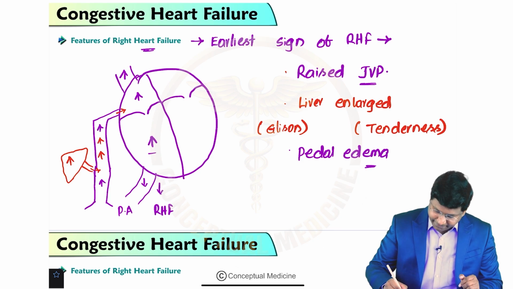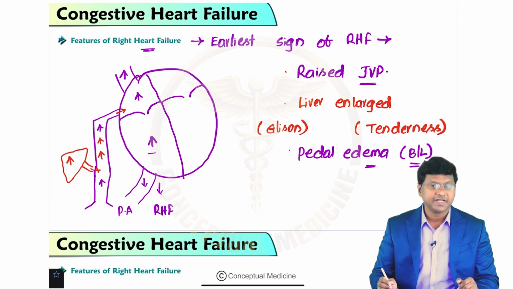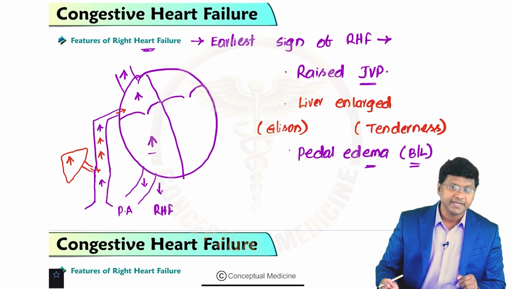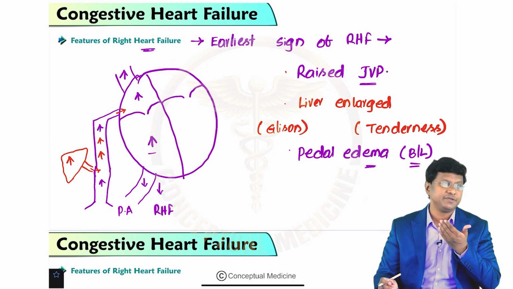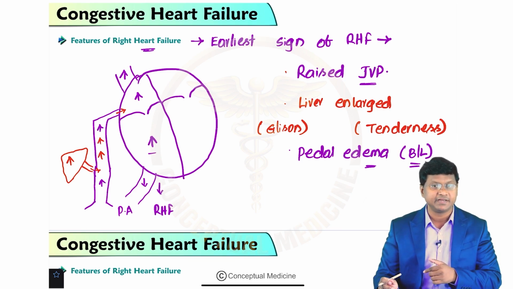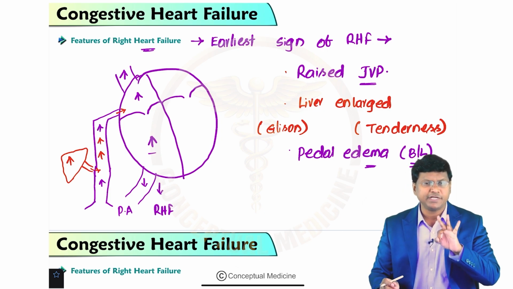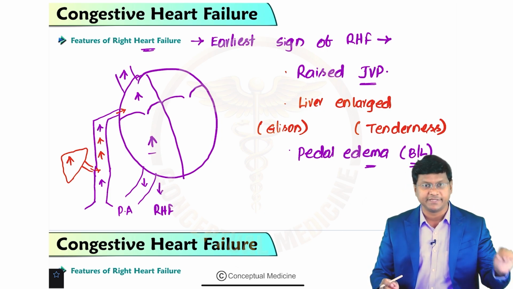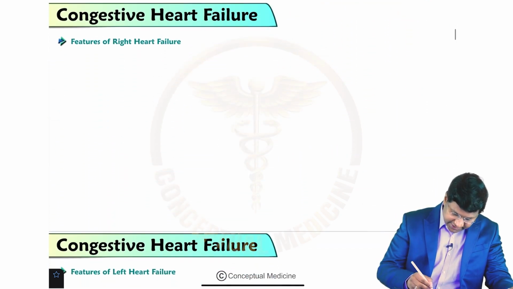So there will be bilateral pitting pedal edema. So these will be the three important features: raised JVP, tender hepatomegaly, and bilateral pitting pedal edema. These three are the important features of right heart failure. Now, next to these features, what are the other features of right heart failure?